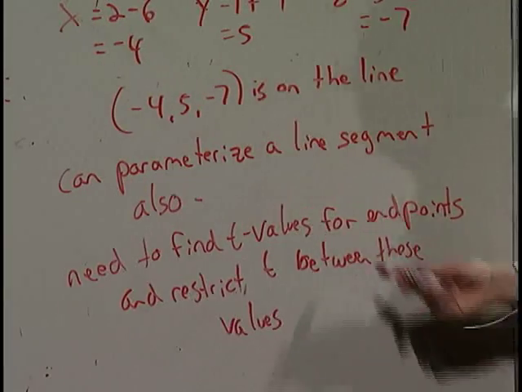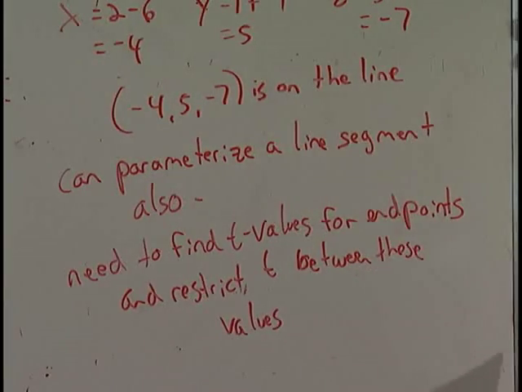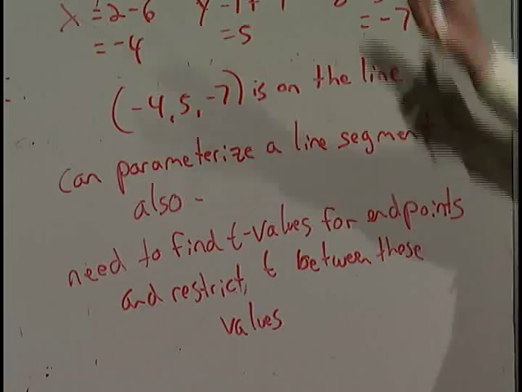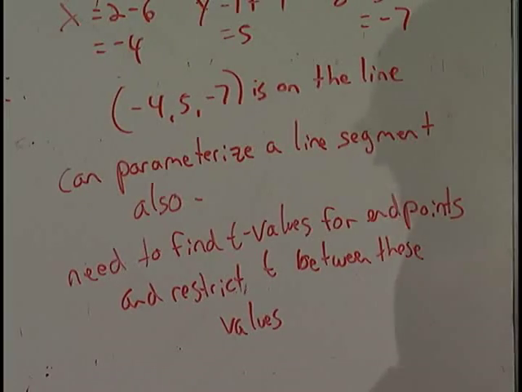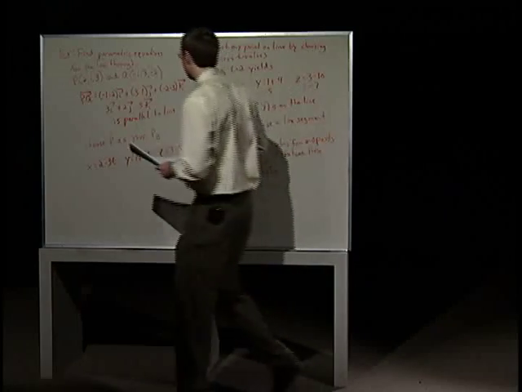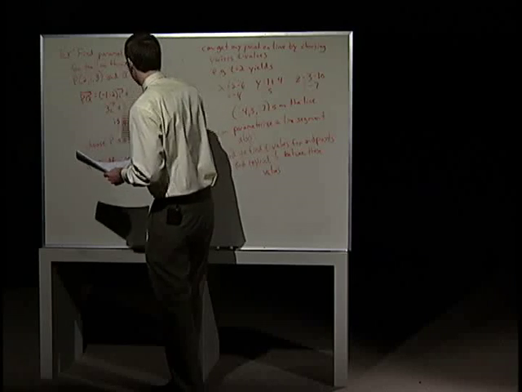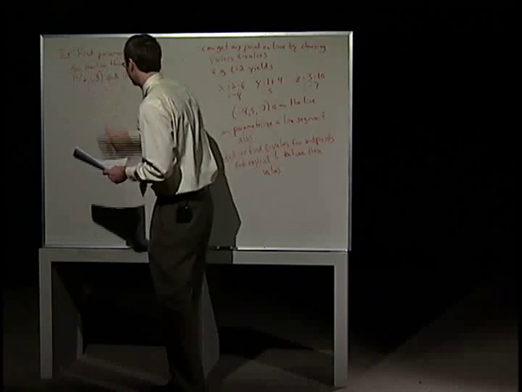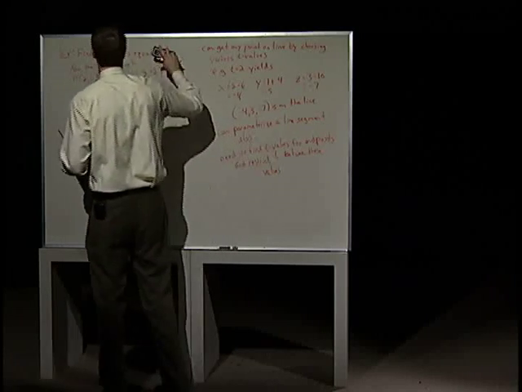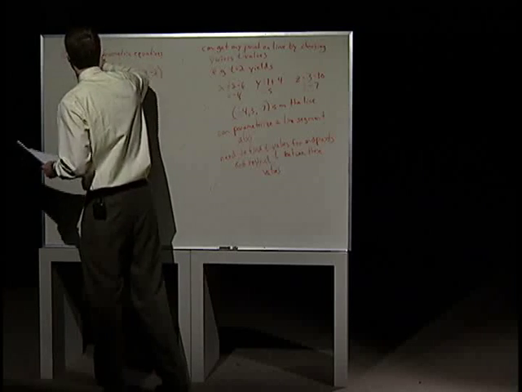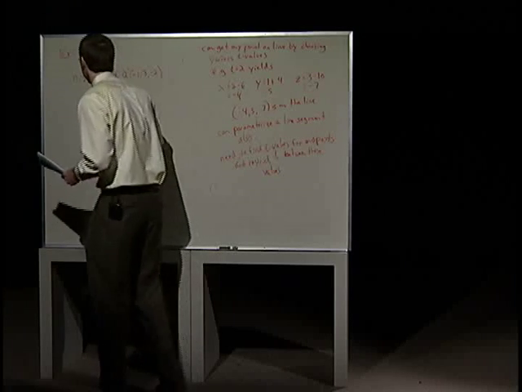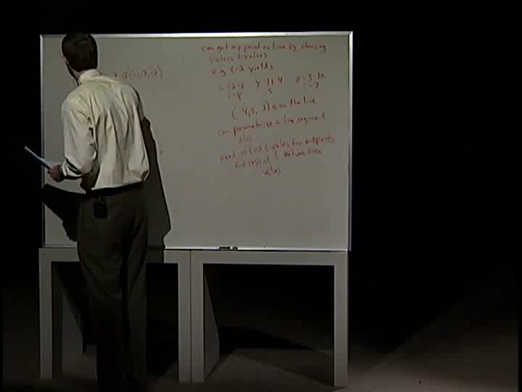Okay? You need to find t values for the endpoints and restrict t between those values. All right, so why don't we go ahead and parameterize the line segment between the same 2 points. Let me come over here and get rid of this, and we're going to change our problem really only slightly. So let's change the directions up here, and we'll leave the same point up.